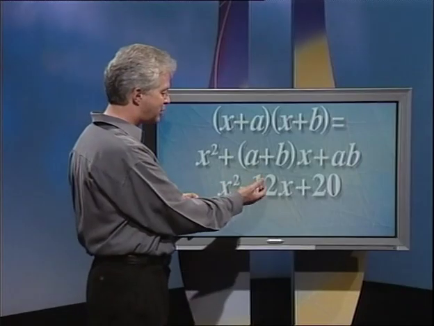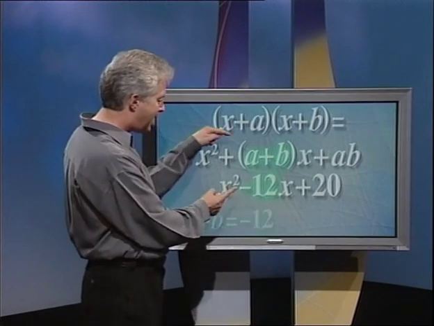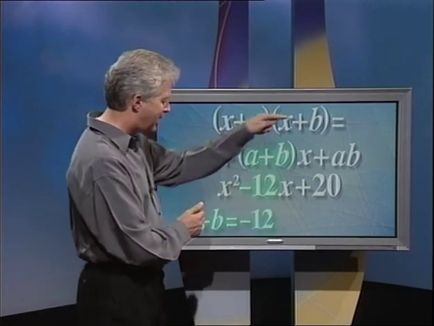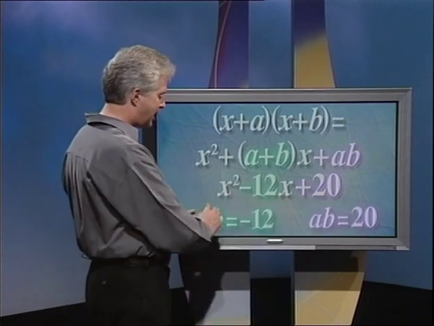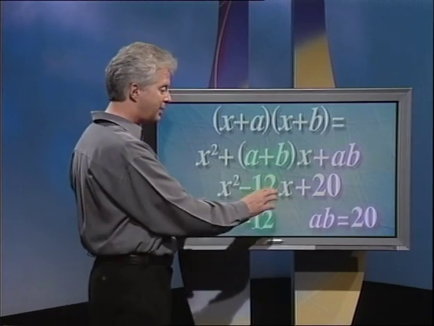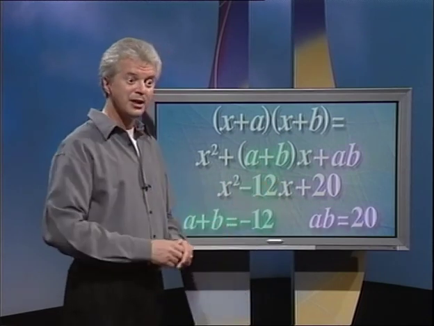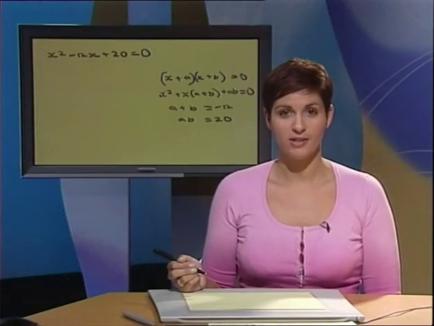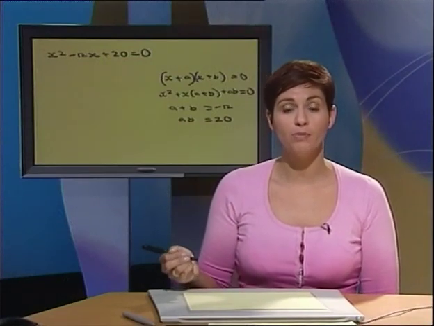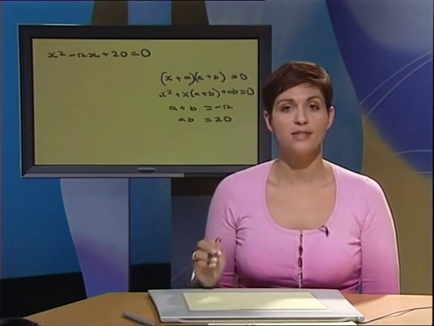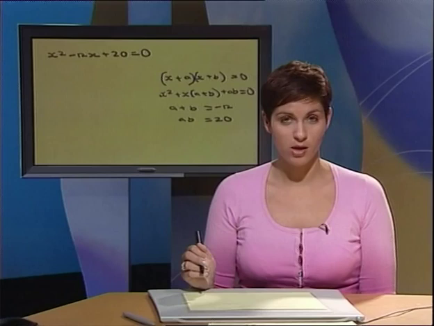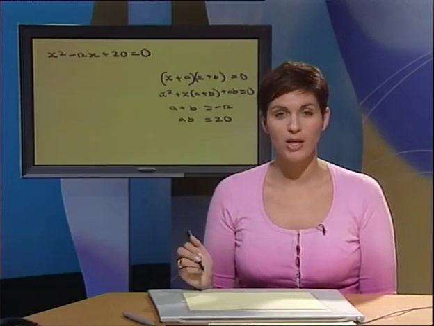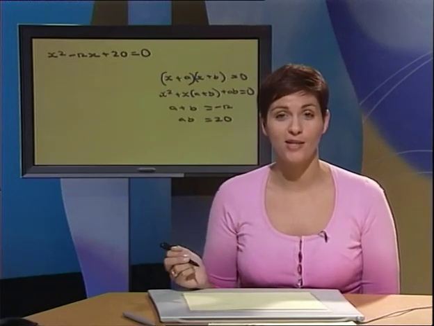x squared minus 12x plus 20. Now a plus b is equal to negative 12 and ab is equal to 20, and we get two equations. a plus b is negative 12 and ab is 20. And we need to solve these. Another way of saying that is that whatever the two numbers a and b in the brackets are, their sum must be equal to the x term. In this case, that's minus 12. And their product must be equal to the final term, in this case 20.